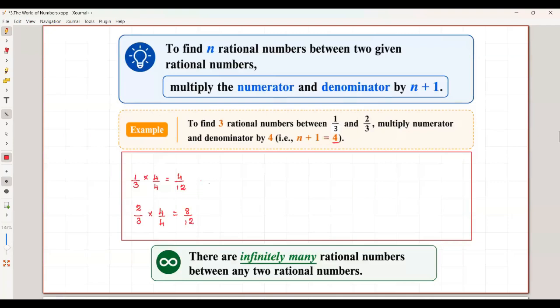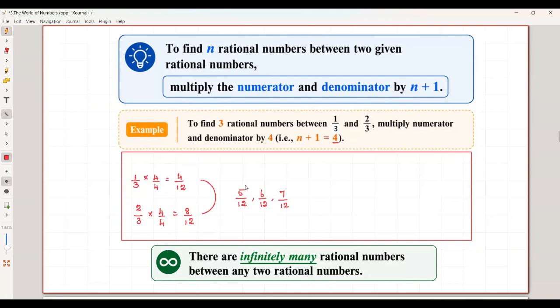Now I can compare these two. In between 4 by 12 and 8 by 12, excluding 4 by 12 and 8 by 12, I get 5 by 12, 6 by 12, and 7 by 12. So exactly I got three rational numbers.